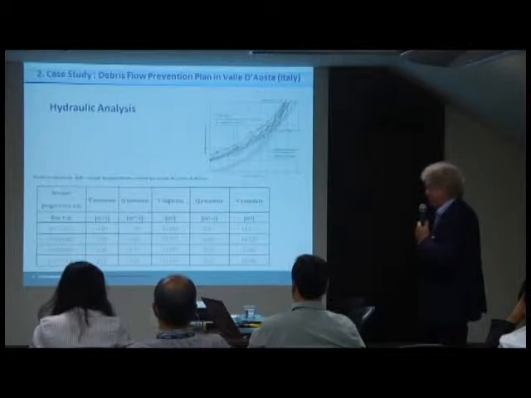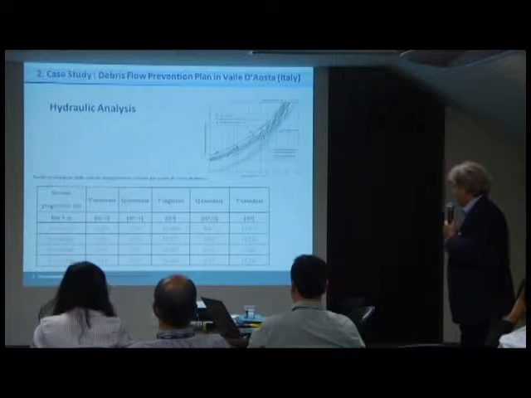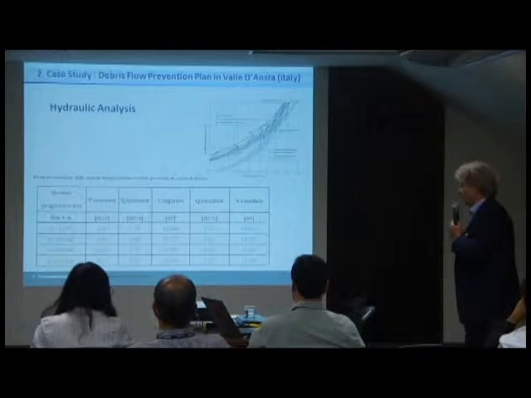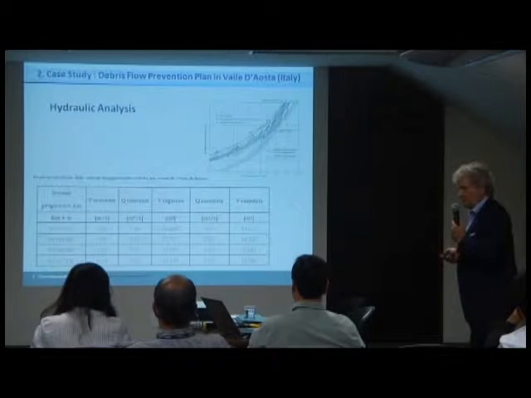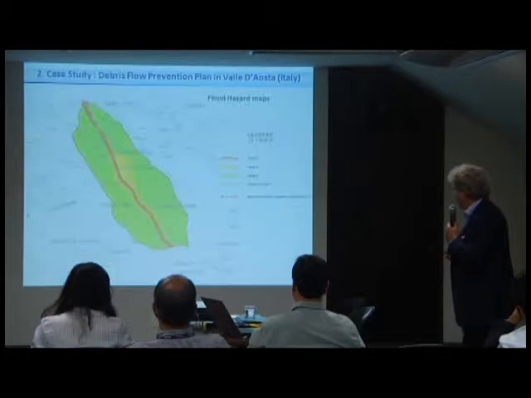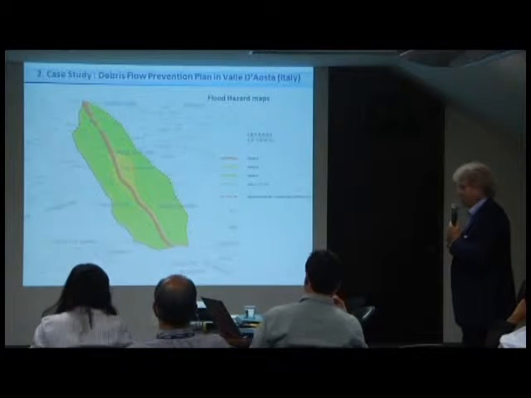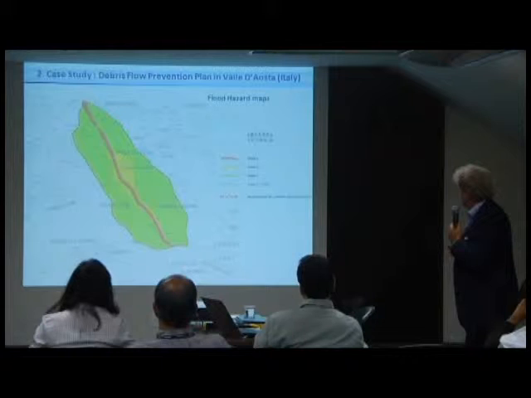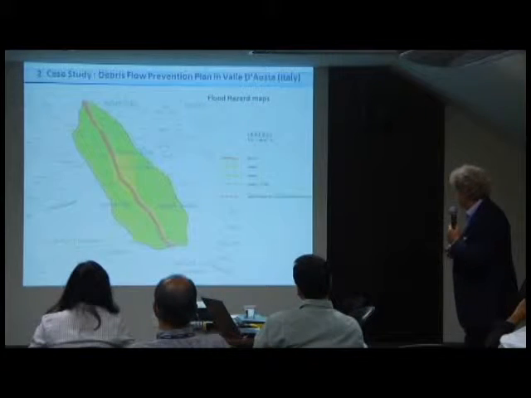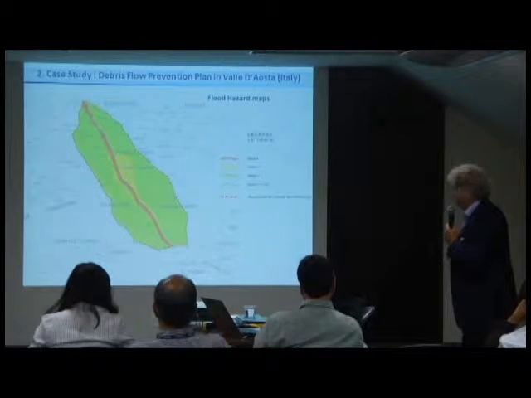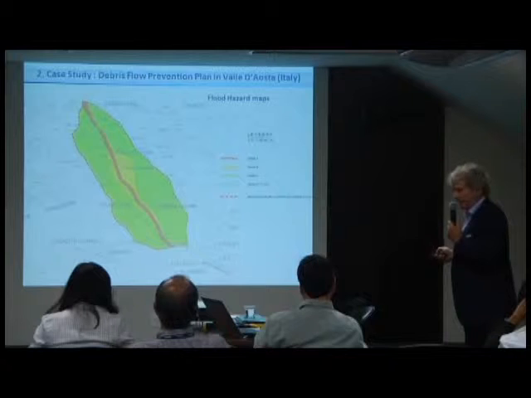We made the hydraulic analysis. We made the calculation using the models of the quantity of water which has been flooded during the big events. And here, this is quite interesting. We have a flood hazard maps. You see in red is the area closer to the river where the risk is very high.